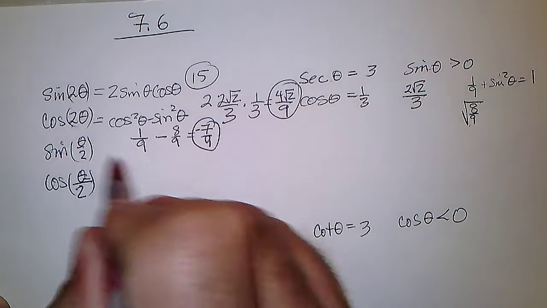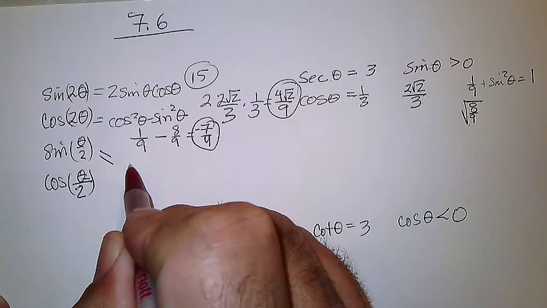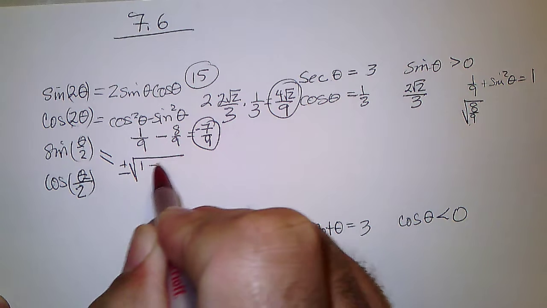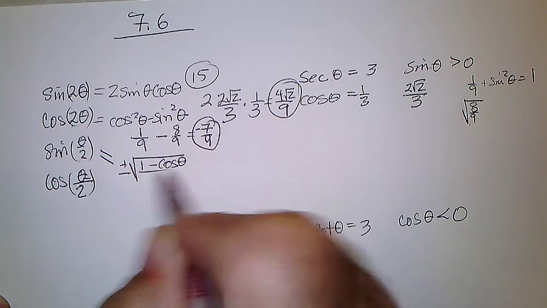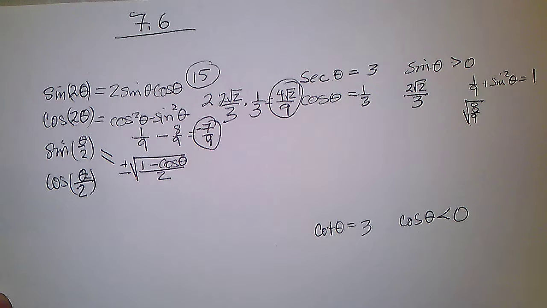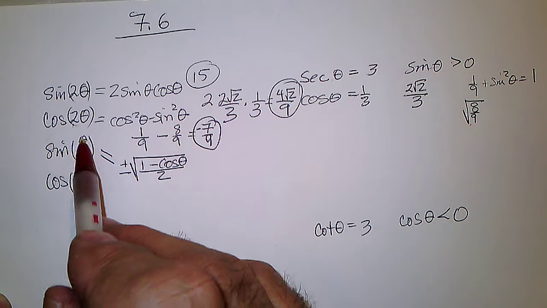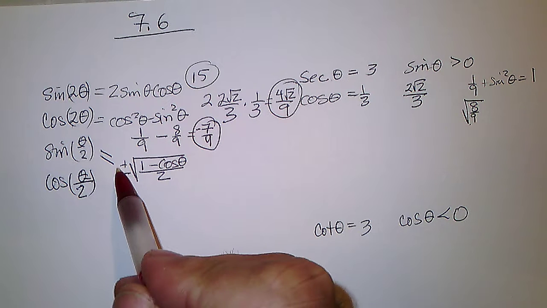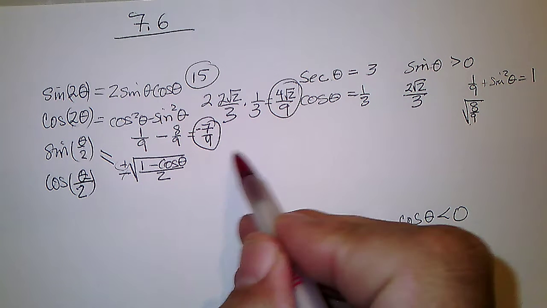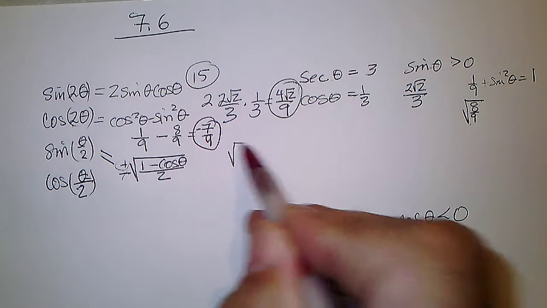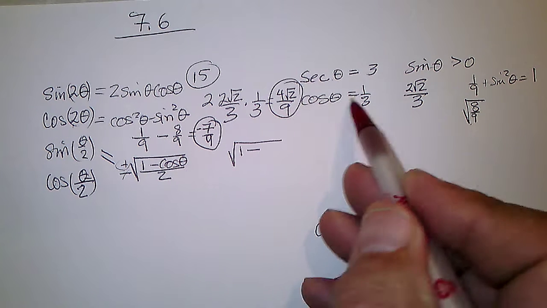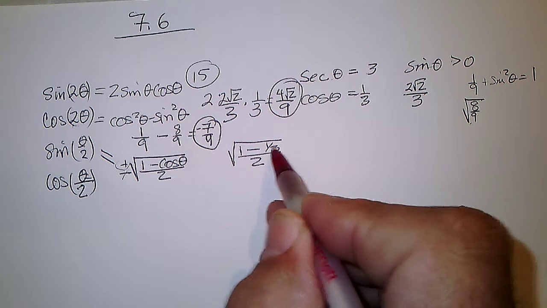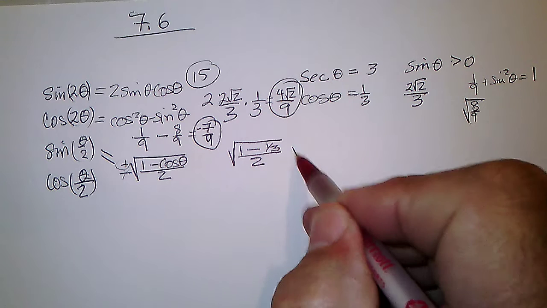Sine of theta over 2, the half angle formula is this: plus or minus the square root of 1 minus the cosine of theta over 2. And since we're in the first quadrant and half of an angle in the first quadrant is still in the first quadrant, we're going to get a plus answer, not a minus on this particular one. So we're going to get the square root of 1 minus the cosine, 1/3, over 2. So 1 minus 1/3 is 2/3. Cut in half is 1/3.